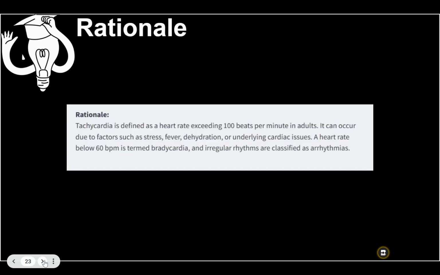Tachycardia is defined as a heart rate that exceeds 100 beats per minute in adults. It can be due to factors like stress, fever, dehydration, and also other underlying cardiac issues. If a heart rate is below 60 beats per minute, the term is then called bradycardia. And then we have irregular rhythms. Any heartbeat that is irregular is classified as being an arrhythmia. Now, a normal heart rate for an adult patient at rest, which means they're sitting, not doing anything, is 60 to 100 beats per minute.